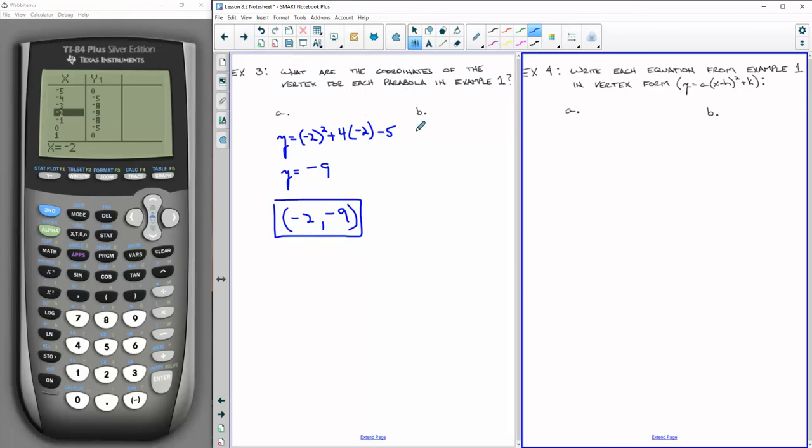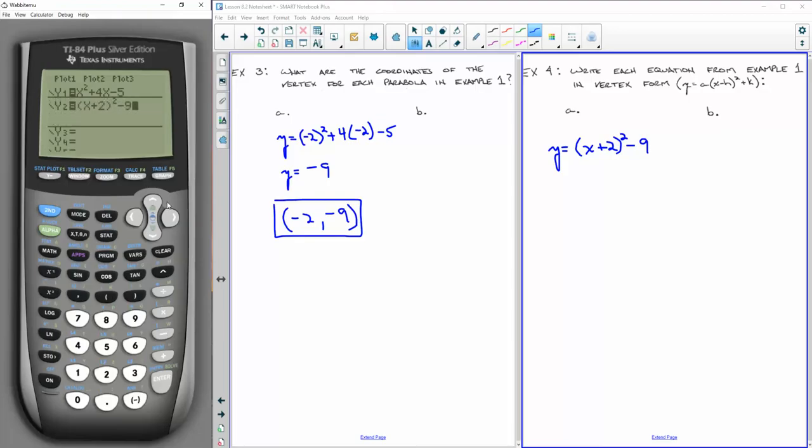Write each equation in vertex form. Okay, well, so we got this vertex here. So let's go y equals x squared, which has been translated 2 to the left. So we'll go y equals x plus 2 squared minus 9. And let's check that. So let's go to y2, and we'll do x plus 2 squared minus 9, graph it.